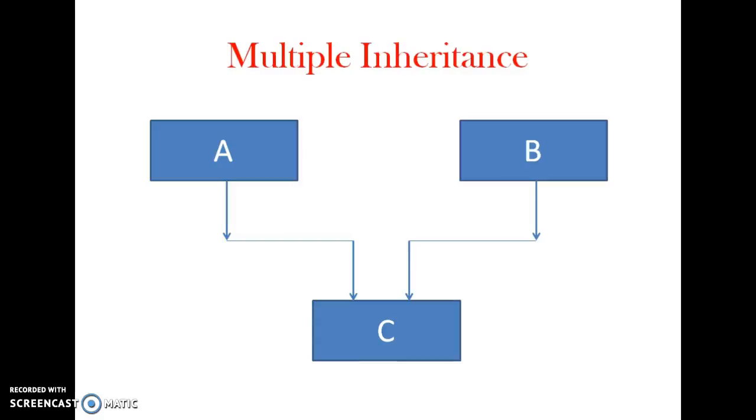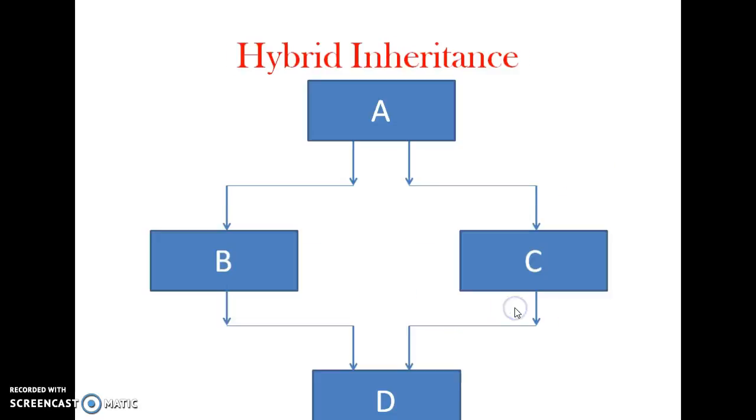Multiple inheritance. In multiple inheritance, more than one base class will be used for creating a new class or the derived class. Here A and B are the base classes and C is the derived class. Hybrid inheritance. This is a kind of mixture of different types of inheritances. Here a base class is used for creating two derived classes, and these two derived classes are again used for creating a new derived class. The top portion shows a kind of hierarchical inheritance, and the bottom represents multiple inheritance.